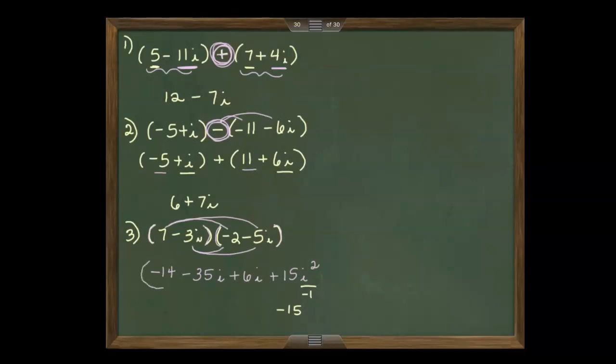Now we can combine our real parts. So we combine the negative 14 and the negative 15. That'll give us negative 29. And then we can combine our imaginary parts. So we can combine the negative 35i and the 6i. And that'll give us negative 29i.